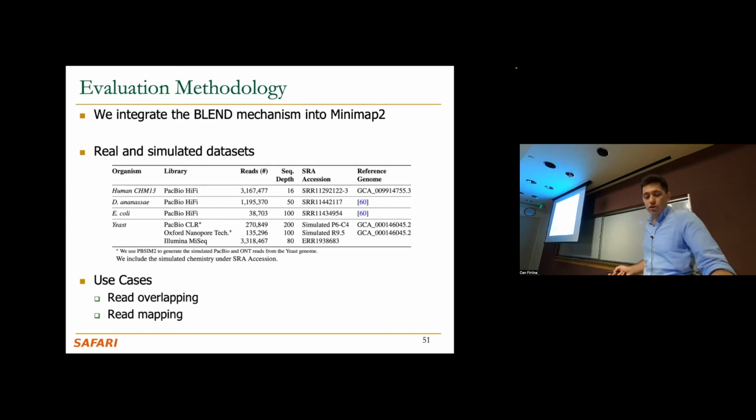This is our evaluation methodology. We integrate the BLEND mechanism into Minimap2, because why not? Minimap2 is probably the best, a really engineering masterpiece. We change the sketching mechanism in Minimap2 and replace it with BLEND. We use both real and simulated data sets. The HiFi data sets are real, the yeast data sets are PacBio, the ONT yeast data sets are simulated, and the Illumina data set is real again. We have two use cases to show the benefits of BLEND: one is read overlapping, and the other is read mapping.